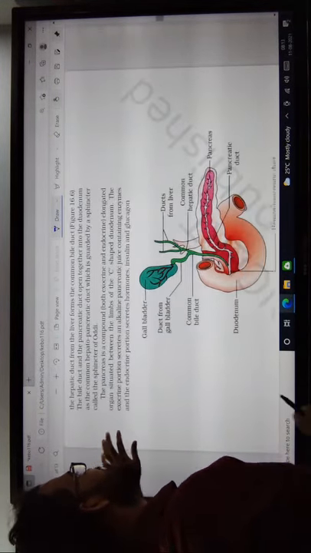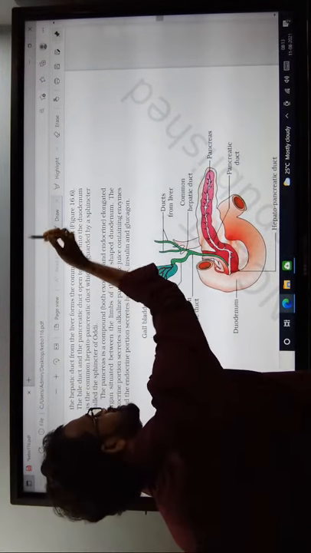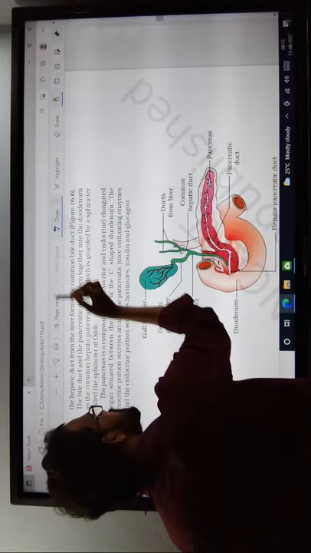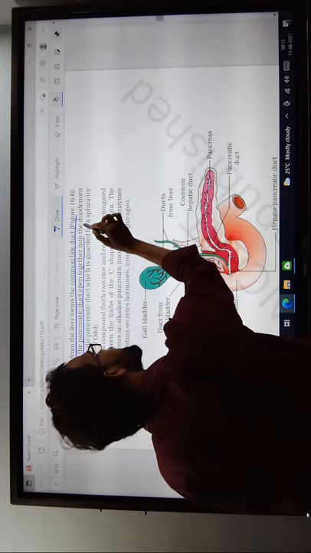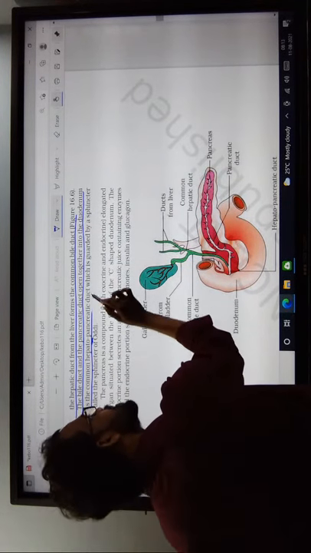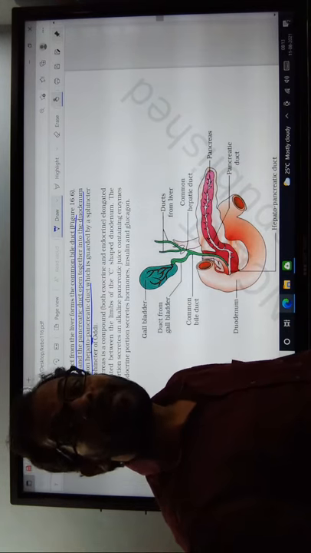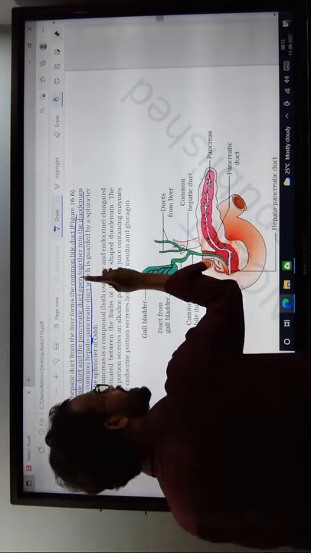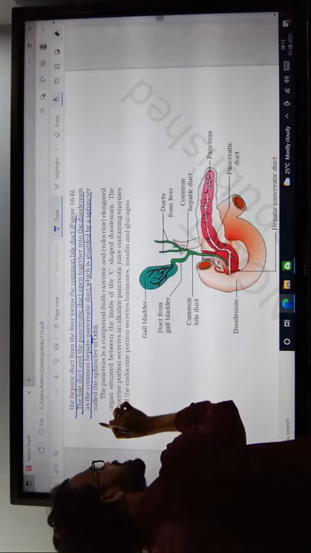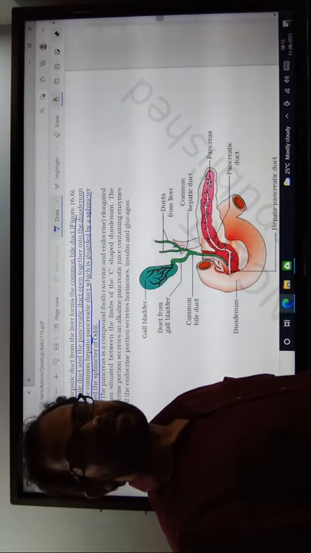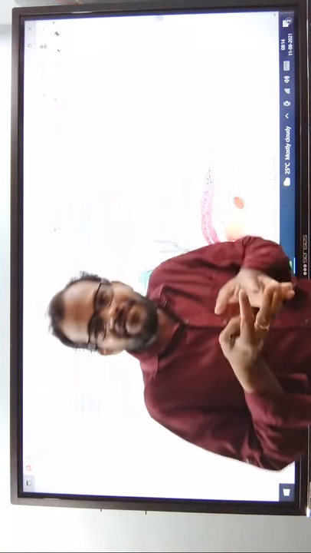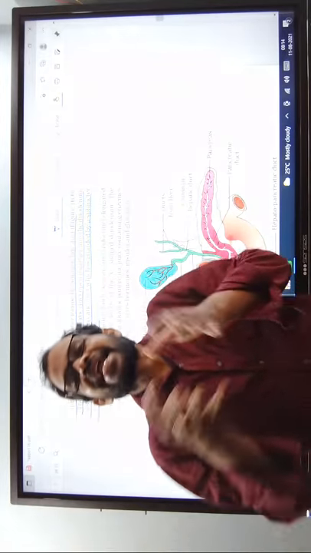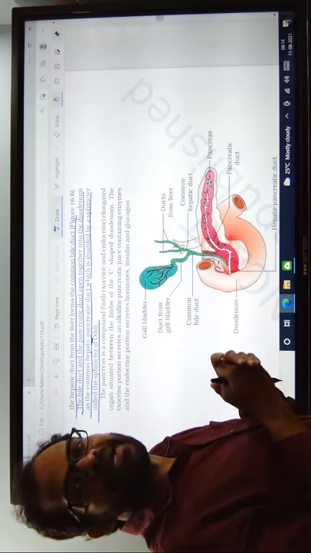Now, the hepatic duct joins the cystic duct to form the common bile duct. The bile duct and the pancreatic duct open into the duodenum as the common hepatopancreatic duct, which is guarded by a sphincter called the sphincter of Oddi. It receives bile juice as well as pancreatic juice.